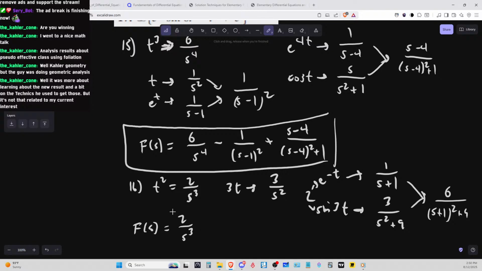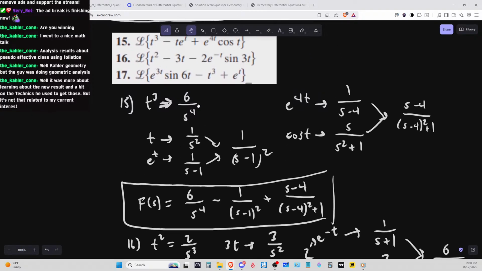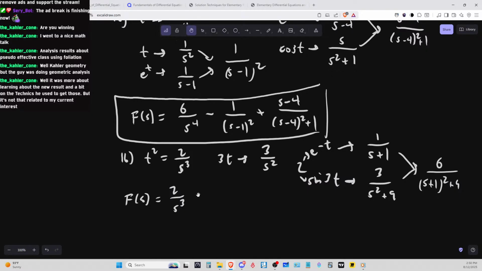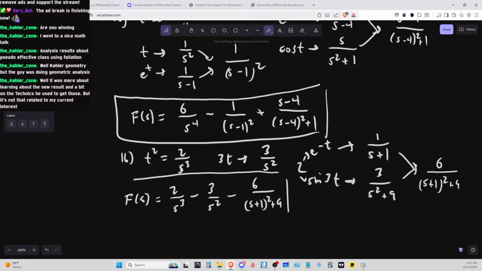s3. Is it all minus? Yeah, it's all minus. So minus 3 to the s to the second power minus 6 plus 9. Okay, let's see if that is the correct answer for that.